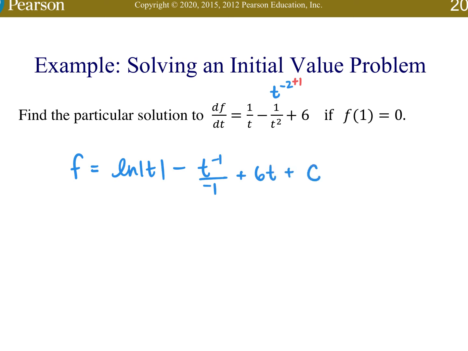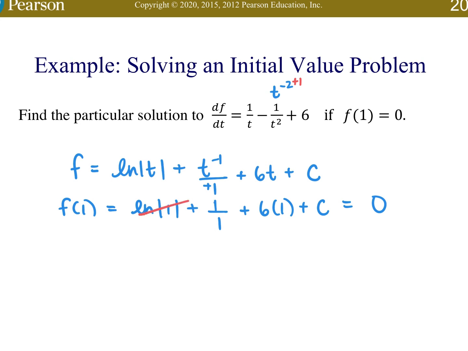So now we want to solve that f of 1 equals 0. So that means I plug 1 into the natural log. I'll plug 1 into the other expression. So I've got a double negative here. That'll be a positive. And then this would be 1 over t. But right now we know that t is 1, so 1 over 1. Plus 6 times 1 plus c, and that's supposed to turn out to be equal to 0. So that helps us to figure out what our c value is.